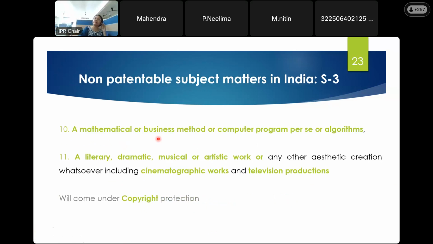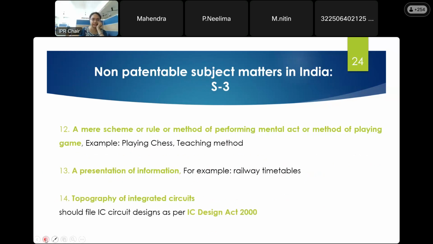Then any mathematical or business method or computer program per se or algorithm. These things are not patentable. Any literary, dramatic, musical, artistic work or any other aesthetic creation like cinematographic works or television production, these things will be under copyright protection. So you can file your copyright for that, but you don't get a patent for these things.